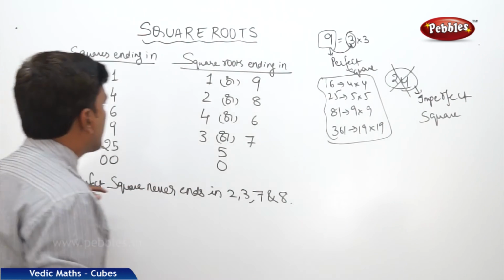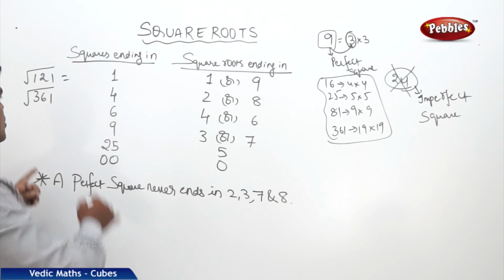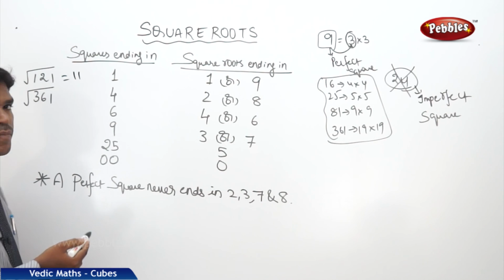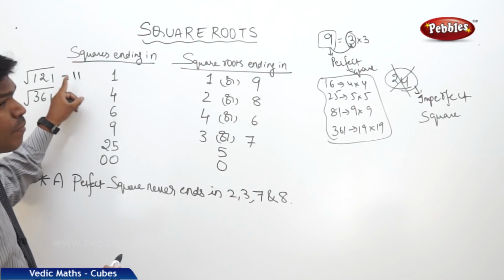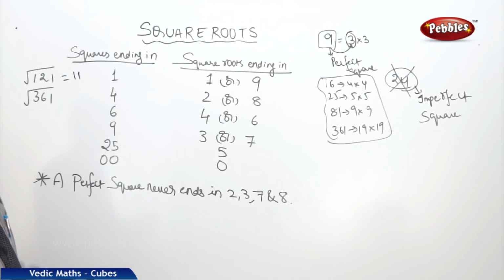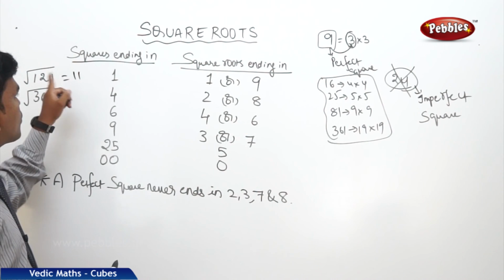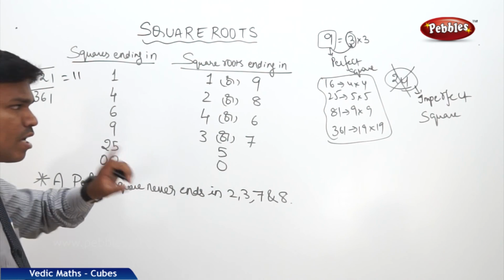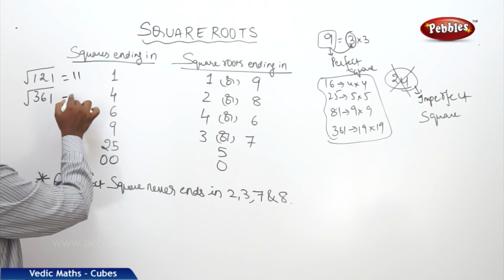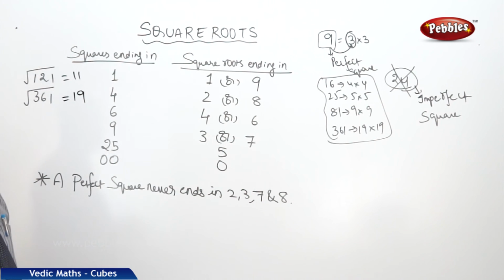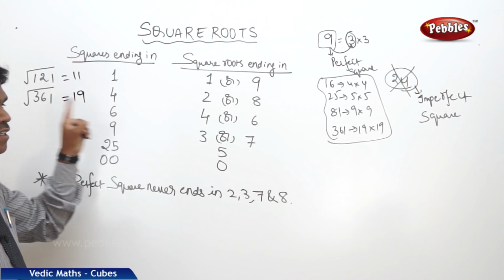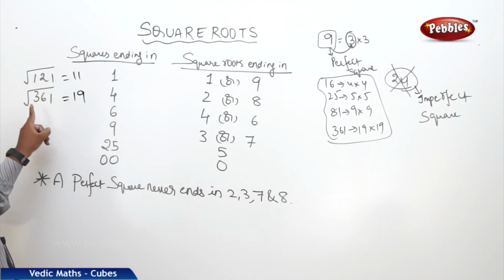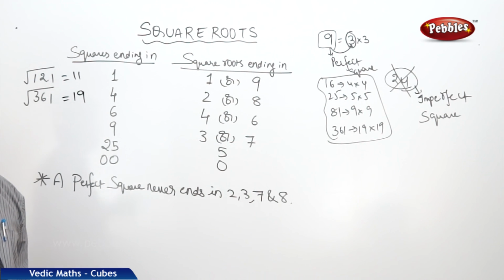Similarly, for 121, its square root is 11. That means by multiplying 11 by itself, we got this product as 121. That's why the square root of 121 is 11. Similarly, what is the square root of 361? 19. Why? Because by multiplying 19 with 19, we got the product as 361, which is a perfect square.